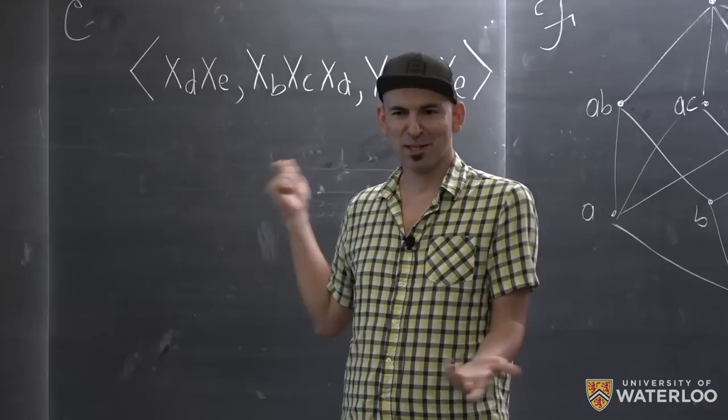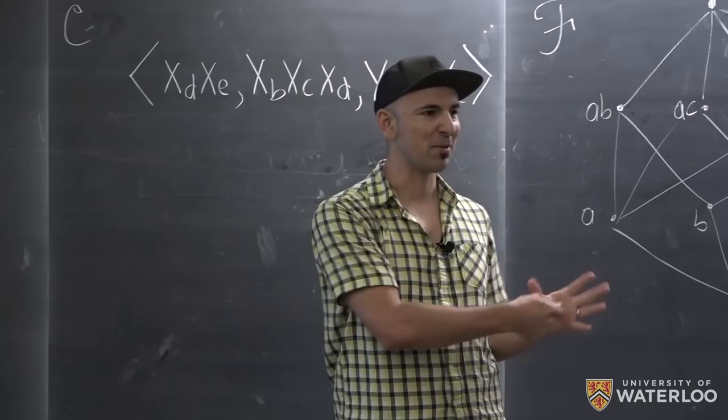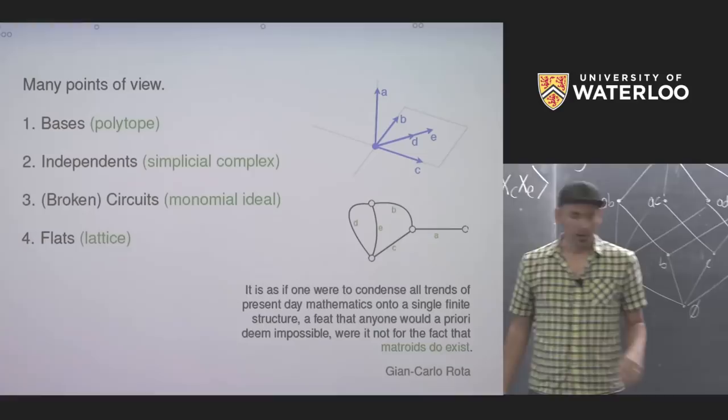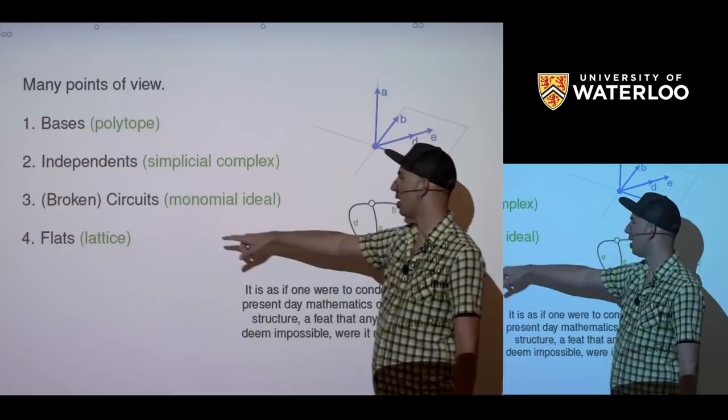I think as mathematicians, one of the more powerful things we can do is take some language and translate it into a different language and see what just happened. And this is something that in matroid theory we do a lot of. Okay? So many points of view. There are bases, independent sets. There are broken circuits. There are circuits, or they might be broken.